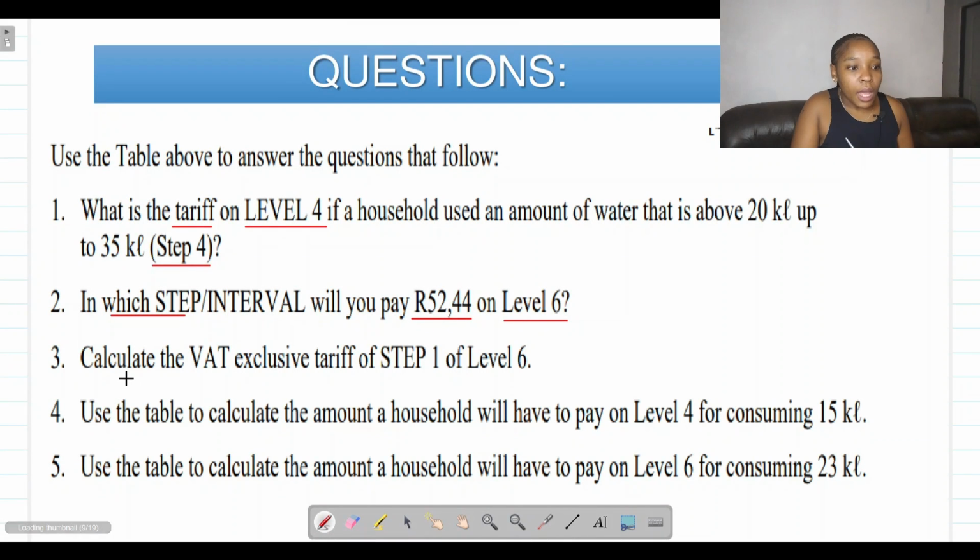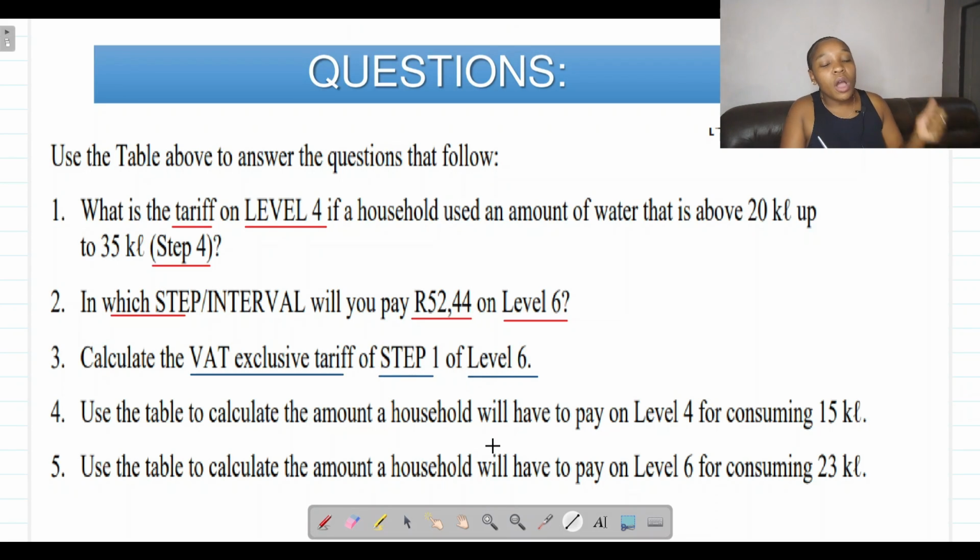Next question. Calculate the VAT exclusive tariff of step 1 of level 6, right? So what is the VAT exclusive tariff of which step? Step 1 on which level? Level 6. So we're focusing on level 6, step 1, and we want to calculate what the tariff will be if the VAT is not included, right?